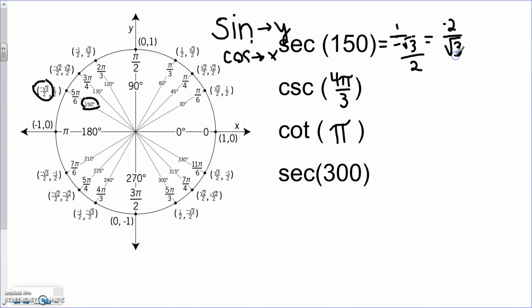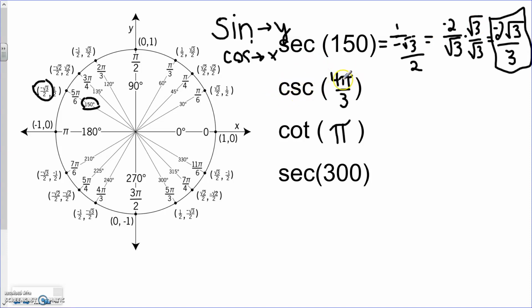And again, remember, we don't like radicals in the denominator, so we have to rationalize the denominator. So multiply by radical 3 over radical 3. And the top, when you multiply negative 2 times radical 3, is just negative 2 radical 3. The denominator, radical 3 times radical 3 is radical 9. Well, what is the square root of 9? Well, that's 3. Okay, so that's my answer here.